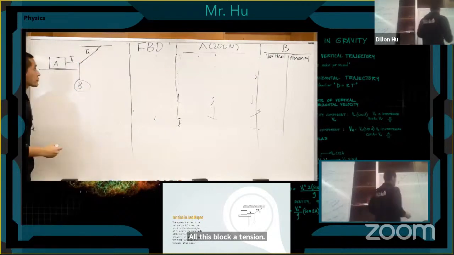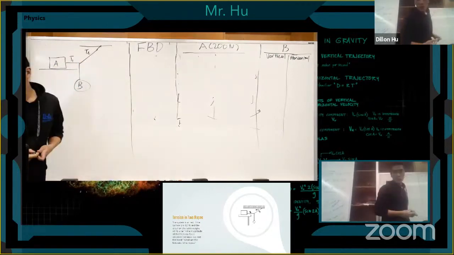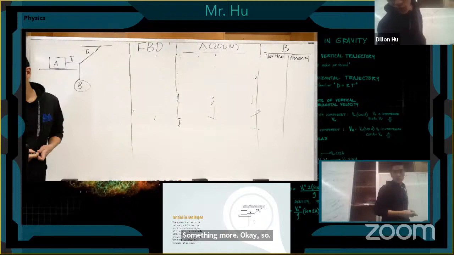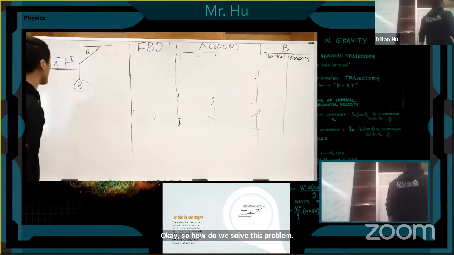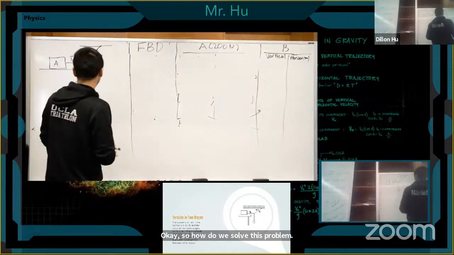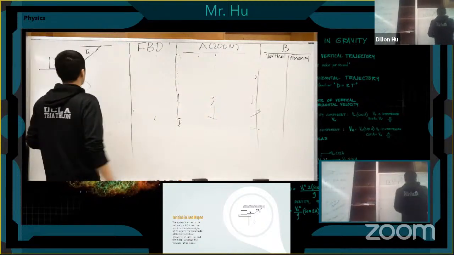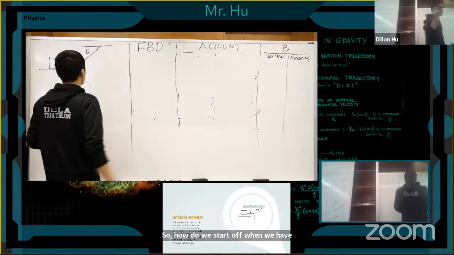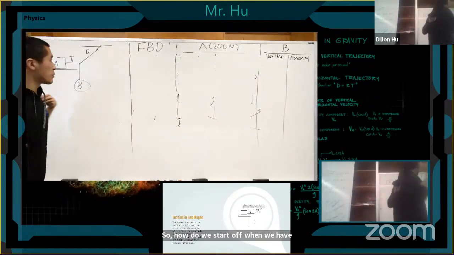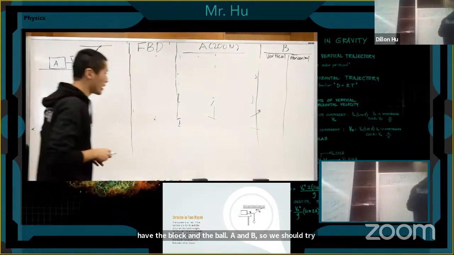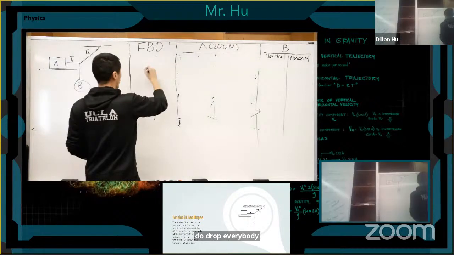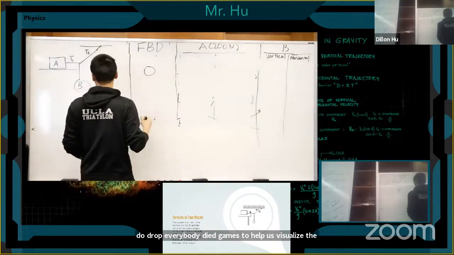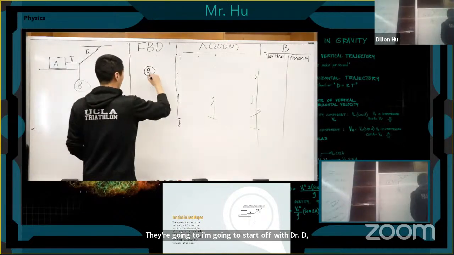Okay, so how do we start this problem? To start this problem, let's first draw free body diagrams because that's what we do in this class. We like to draw. So how do we start off? We have two objects. We have the block and the ball, A and B. So we should draw a free body diagram for each one. Why do we draw free body diagrams? To help us visualize the problem, to see which direction forces are going. So I'm first going to start off with drawing B, because why not start with B?